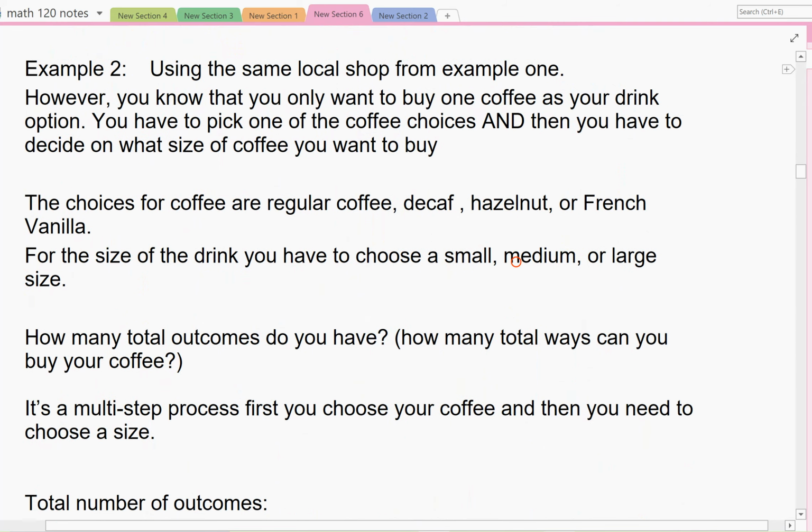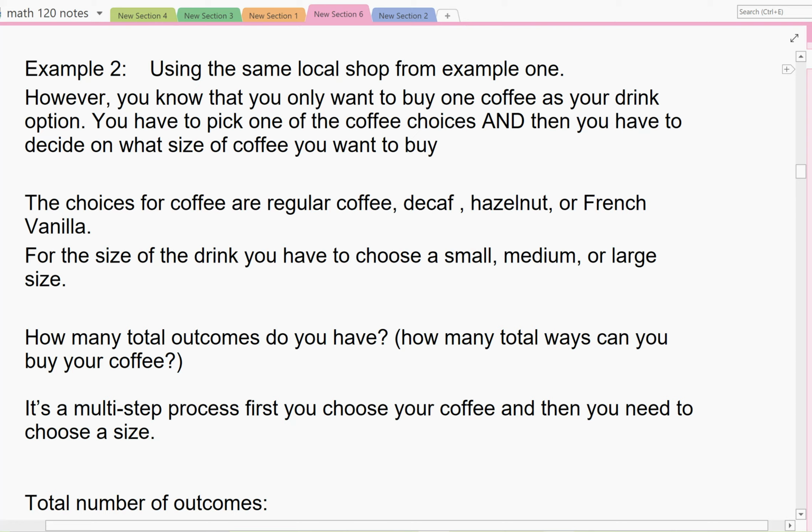So going back to that simple example we did earlier, using the same local shop where I'm going to buy my drink from example 1, however, suppose you know you want a coffee. It's early morning and you want to buy a coffee. So you already know that going in. I'm going to buy a coffee.